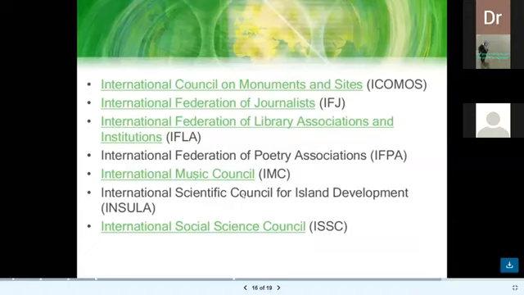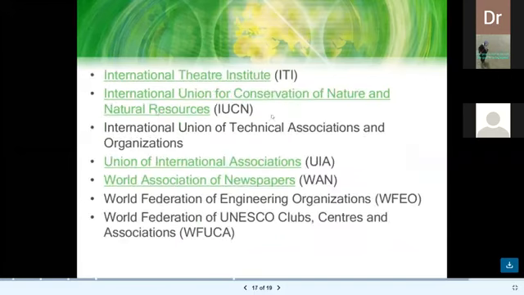So these are some of the NGOs working along with UNESCO: International Federation of Poetry Associations, International Music Council, International Scientific Council for Island Development, and International Social Science Council. These are the different areas. Then the International Theatre Institute, International Union for Conservation of Nature and Natural Resources (IUCN), International Union of Technical Associations and Organizations, Union of International Associations, World Association of Newspapers, World Federation of Engineering Organizations, and World Federation of UNESCO Clubs, Centers and Associations.